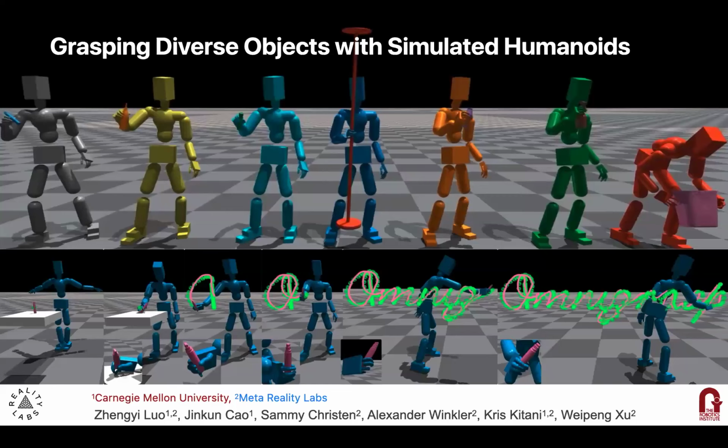So this is another work that we've been working on. This is again from Zan Jinkun, Sami Alex, myself, and Weipeng. It is called Omnigrasp: grasping diverse objects with simulated humanoids. So now we're bringing the body motion and the hand motion and finger motion and object interaction all into one.